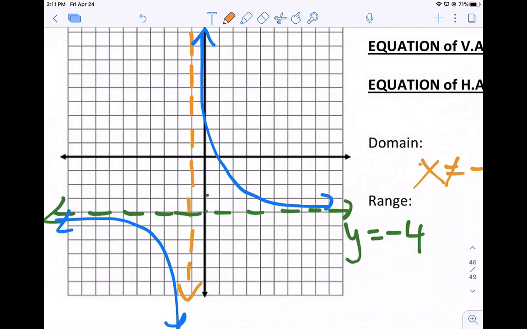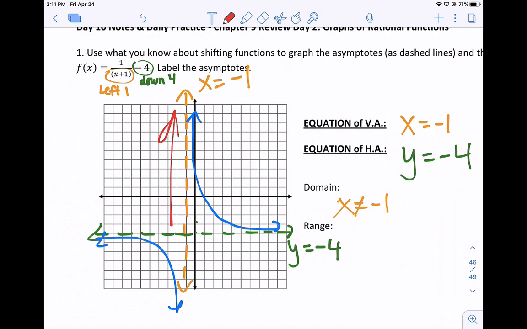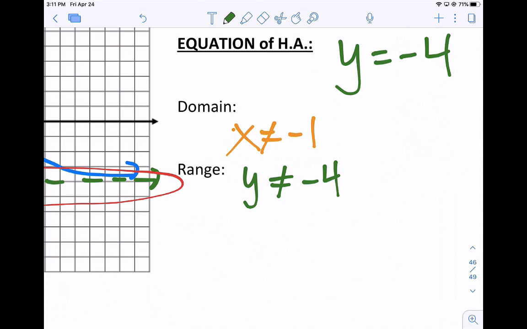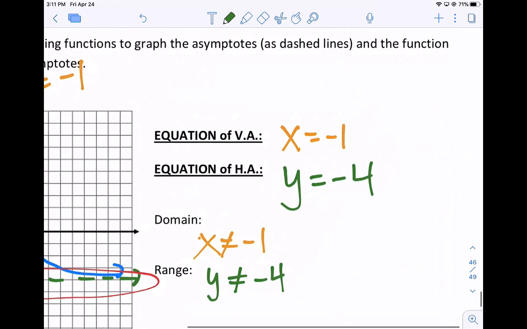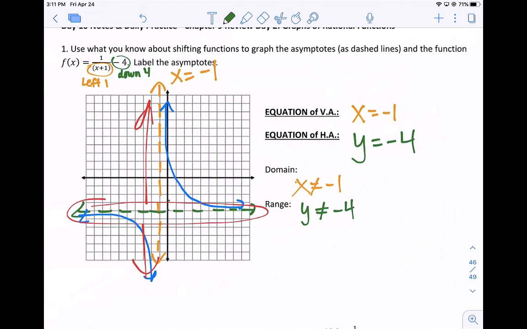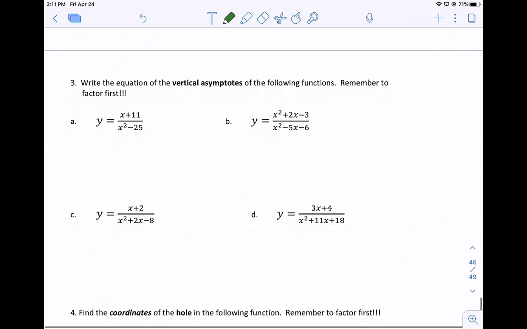And then for our range, again, you can see our graph goes all the way up and all the way down, except at this asymptote right here at y equals negative 4. So for our range, y can be every value except it can't be the horizontal asymptote. So y cannot be negative 4. So again, if you can figure out the asymptotes, the domain and range cannot be the asymptotes. All right, there's one for you to try going backwards and sketching it.